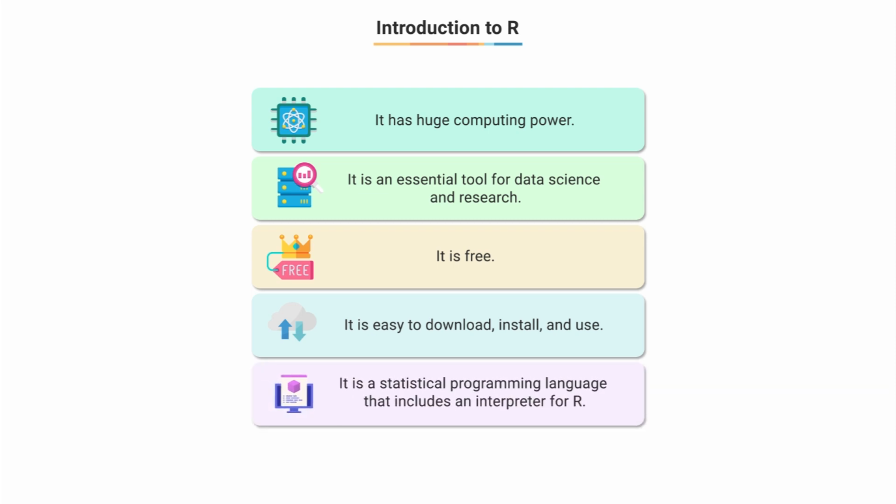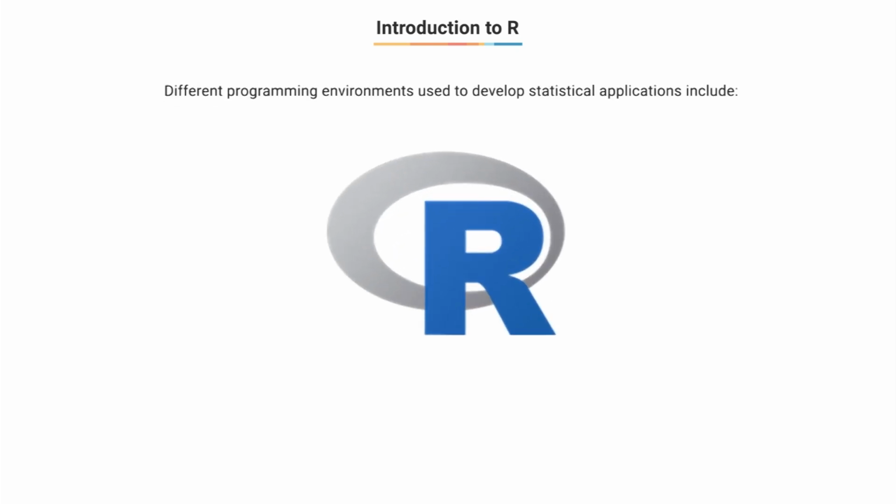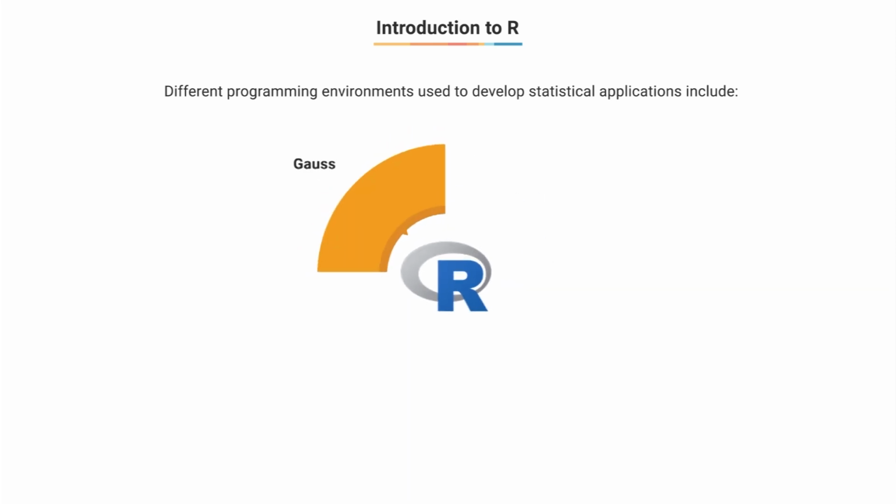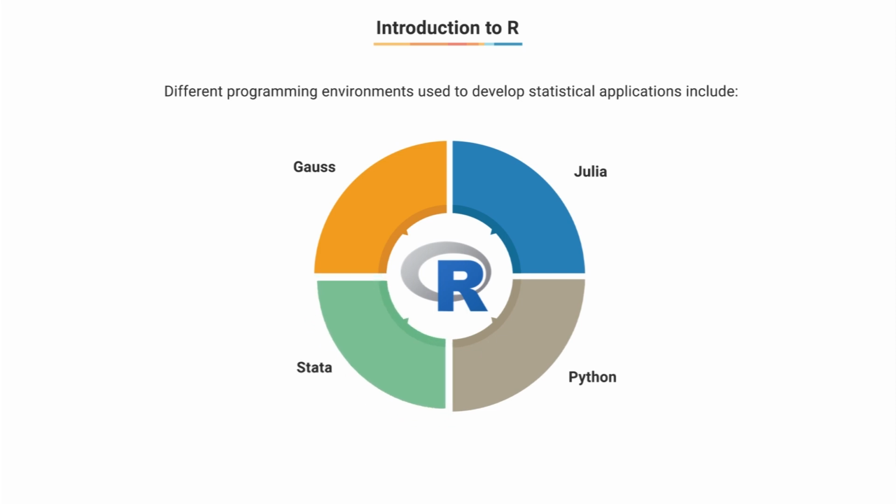R is a statistical computing environment that includes an interpreter for the R programming language with which the user programmer can interact in a conversational manner. R is one of the several programming environments used to develop statistical applications. Others include Gauss, Julia, Python, Stata, etc.